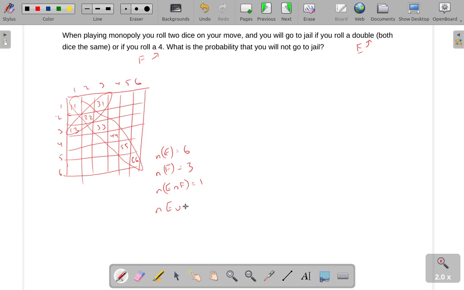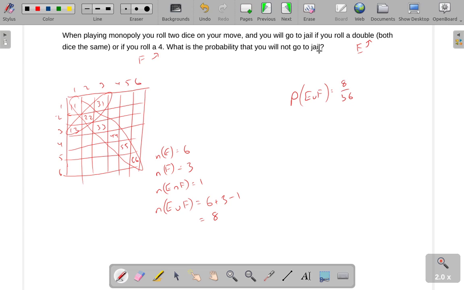So the reason I'm doing N of E union F is figuring out in how many different instances would I go to jail. I'm getting either a double or a roll of 4. Well, 6 plus 3 is 9, minus 1 is 8. So there's 8 different dice rolls where I could end up going to jail. So the probability of jail, and this E union F is really jail, is going to be 8 out of 36.